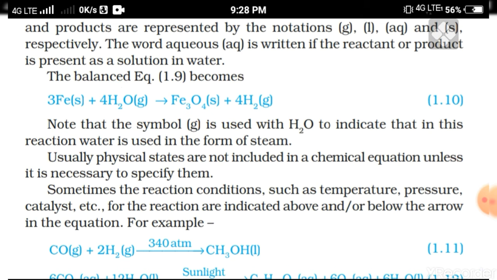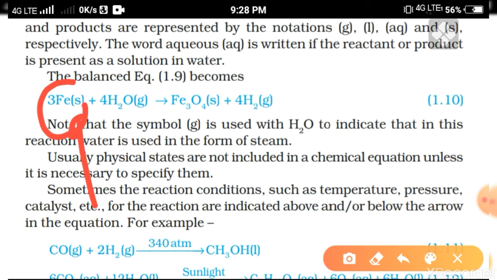So you have to observe what will happen here. Iron is found in solid form, so you have to write S in brackets. Water, you know, is found in 3 forms, we can say solid, liquid and gas. So there are 3 states, 3 physical states.